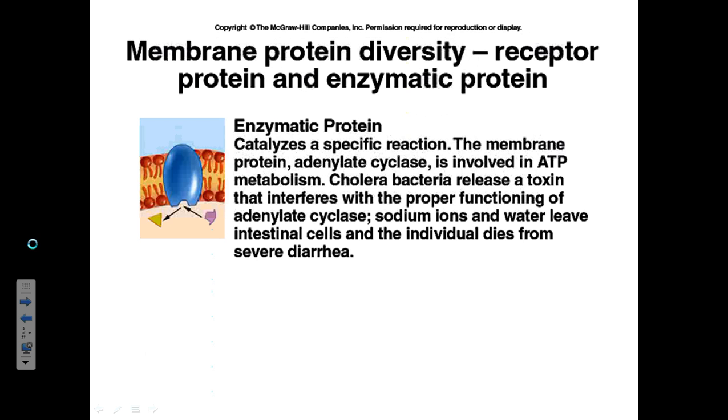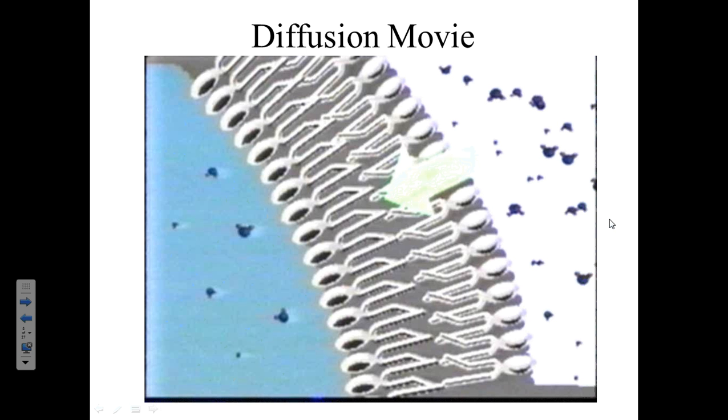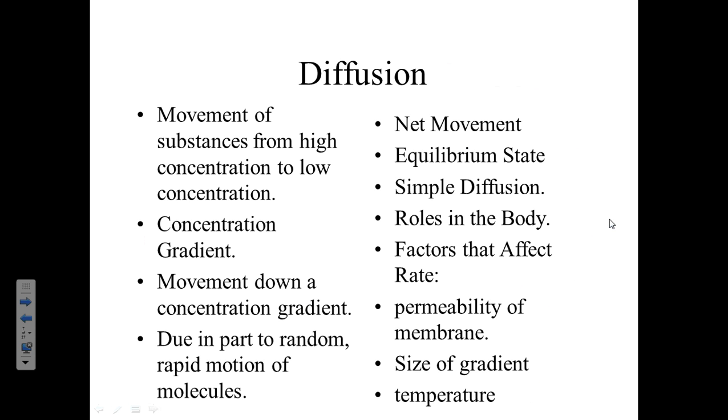All right, so let's get back here for a second. Yesterday we also talked a little bit about diffusion, and we said it's the movement of substances from high concentration of that substance to low concentration of that substance. We talked about a concentration gradient. What did we say the word gradient means? Talking about like the grade of a road. What did we say that means?